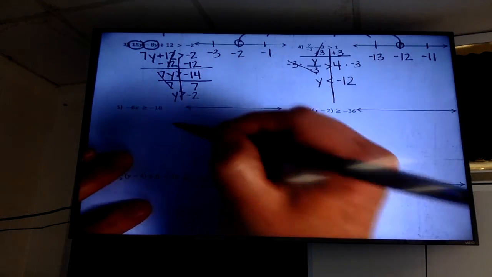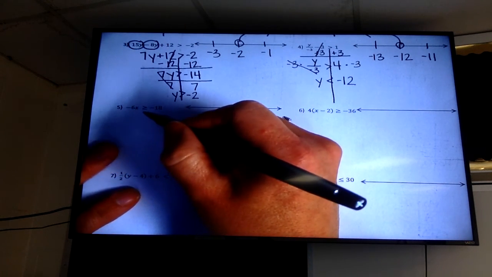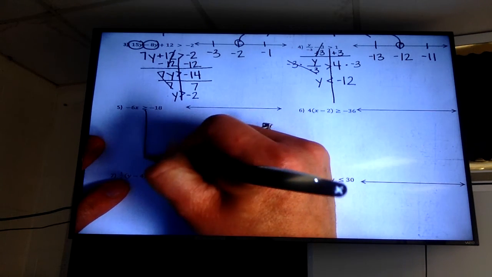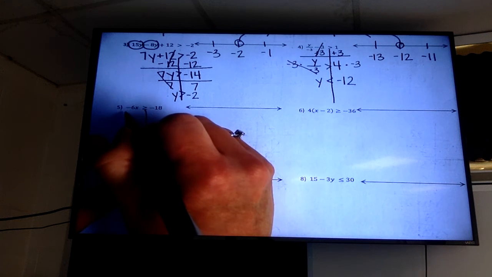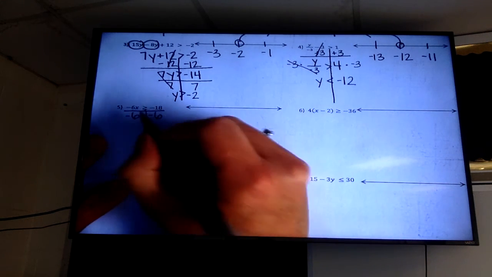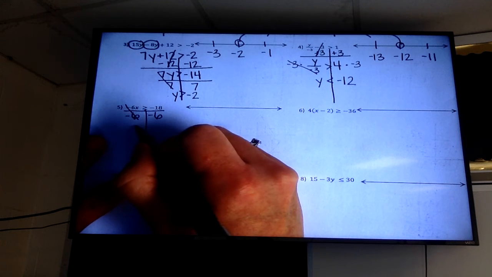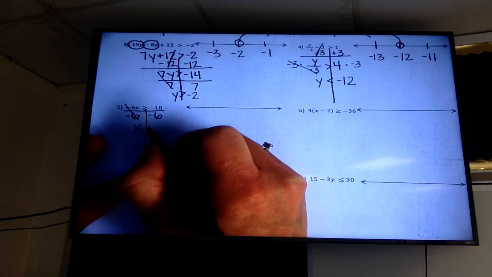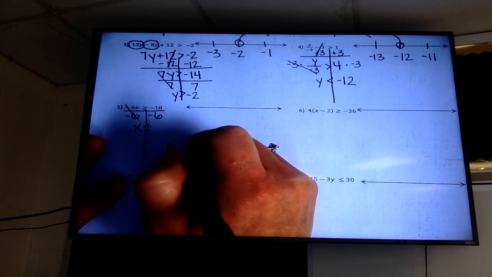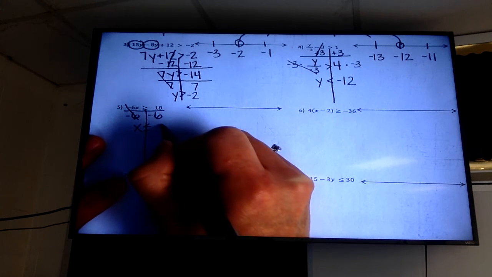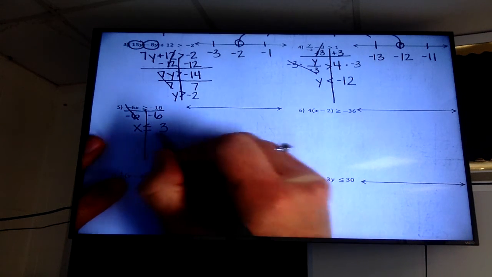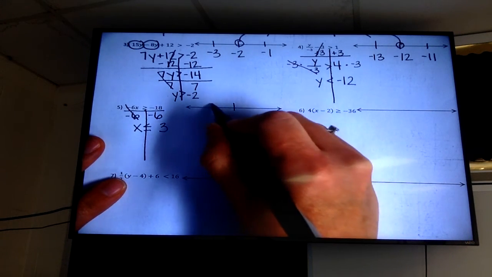Oh, look at this, a nice one-stepper in the middle of this. All right, so negative 6x is greater than or equal to negative 18. These are being multiplied, and the opposite of multiplication is division, so I'm going to divide by a negative 6. I said divide by a negative, and when I divide by a negative, I better switch my sign. So 18 divided by 6 is 3. A negative divided by a negative is a positive, so I get x is less than or equal to 3.